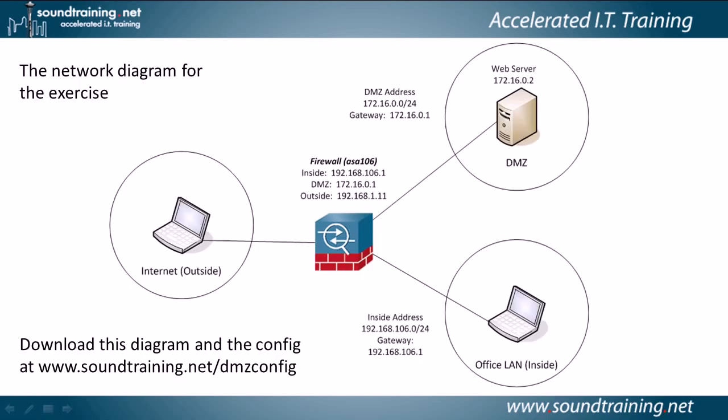Here's the diagram that we're going to be using for the exercise we're about to do. As you can see, we have three separate networks or IP subnets. One is the internet or the outside, one is the DMZ, and one is the office LAN or the inside. The IP addresses that we're using are just in our LAN. They're private addresses, so this wouldn't actually work on the internet. You'd have to modify the IP addresses, of course. Our outside interface on our firewall has an IP address of 192.168.1.11. The inside is on the 192.168.106 subnet, and the DMZ is on the 172.16.0 subnet.